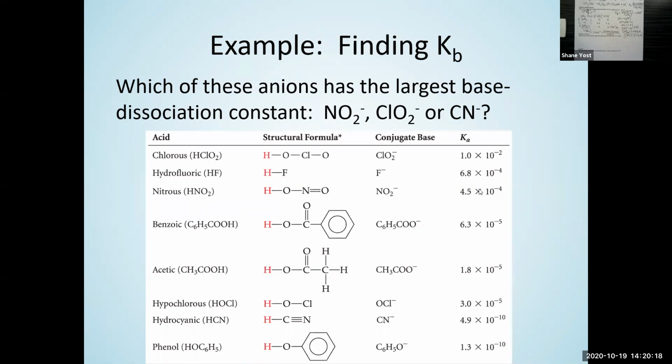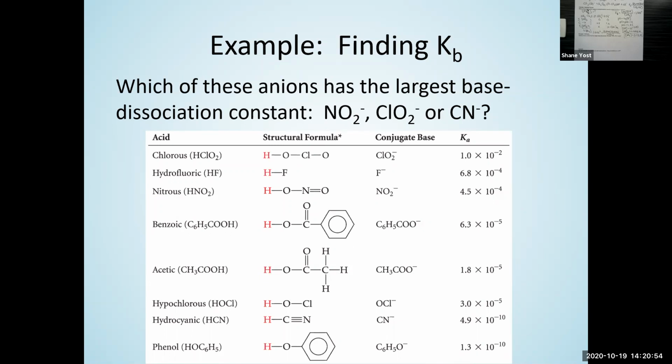So of the three given choices, the strongest base is going to be CN minus. That's just because, for conjugate acid-base pairs, the stronger the acid, the weaker the base. Think of HCN: it's a very weak acid itself. Its acid dissociation constant is extremely small, which means it really doesn't want to give up that proton.